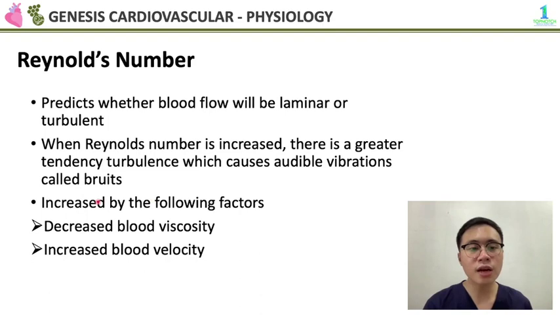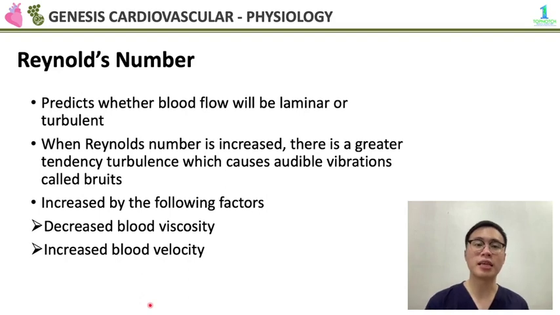So, what are the factors nga uli? Viscosity and velocity na mention natin kanina. So, Reynolds number is increased by an increase in velocity, but it is increased by a decrease in viscosity. Okay? So, ano yung mga specific examples ng decreased blood viscosity? Anemia, low hematocrit. Okay? So, ibig sabihin, kapag mababa ang hematocrit, mataas ang Reynolds number, pwedeng mas turbulent.